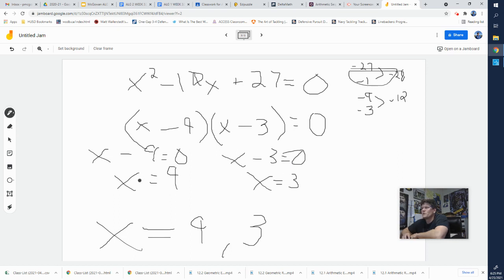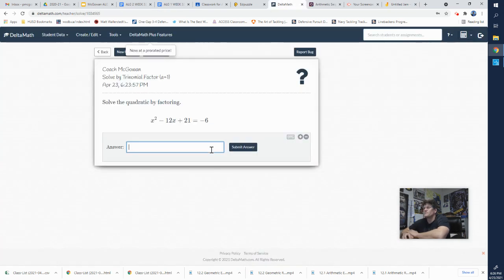Okay. So that's where it comes from. Opposite gets you your answer, a little shortcut. But you could just take them, set them equal to 0, solve. You get the same thing. So in this problem, x was equal to 9 and 3.